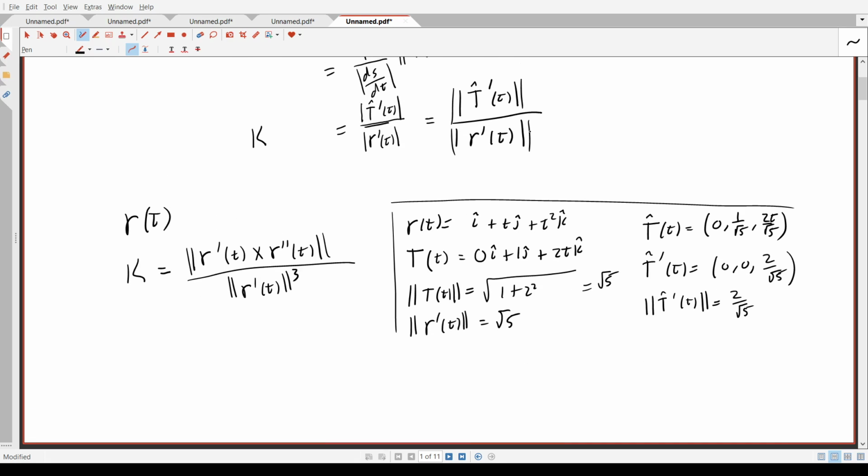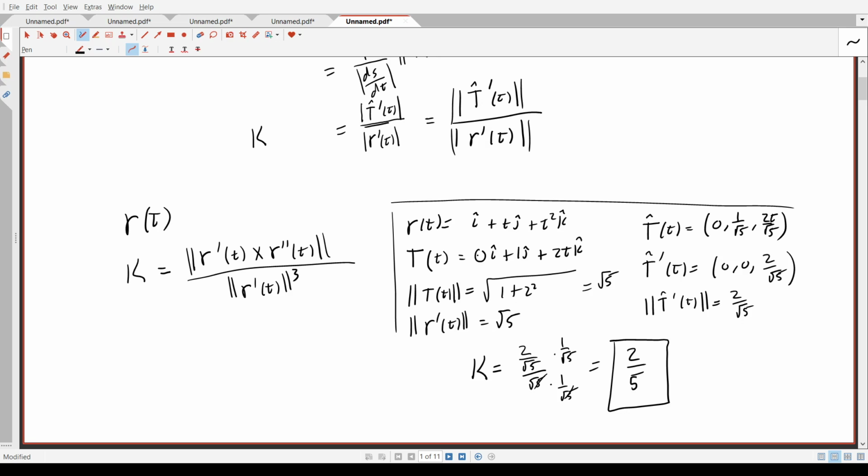Okay, so finally, using this formula right here, I have that the curvature is equal to 2 over root 5 over root 5. So I multiply the bottom by 1 over root 5 times 1 over root 5. Those cancel, and I get 2 over 5. And that's the curvature. So it's the norm of the derivative of the unit tangent vector divided by the norm of the derivative of r.